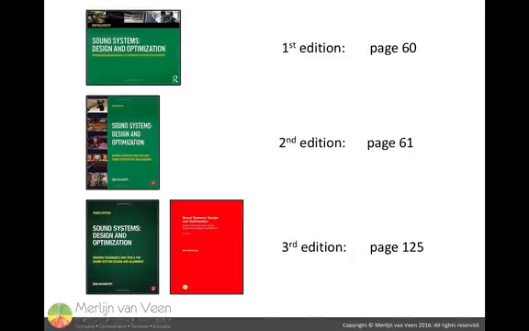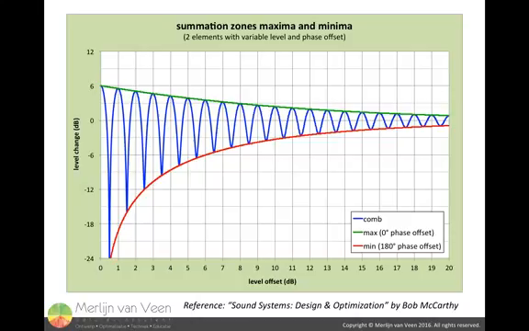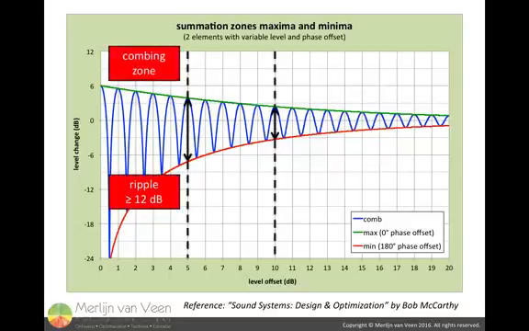And the whole summation zone idea basically tells us what we can expect in terms of the extent or scope of the comb filter over level variance. So when we are in the combing zone, depending on the relative phase offset, we can expect combing with an extent or scope, the ripple, the difference between the peaks and the cancellations, of 12 decibels or more.